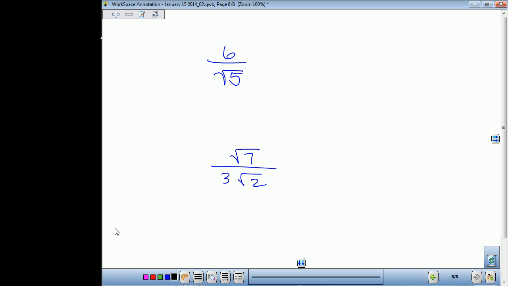Okay, so your homework is this worksheet. Unit 7, day 1. And that's it for today's lesson.